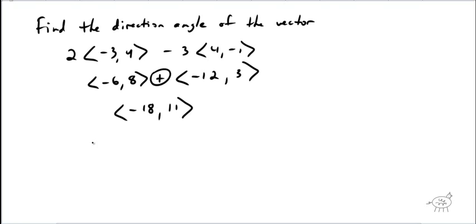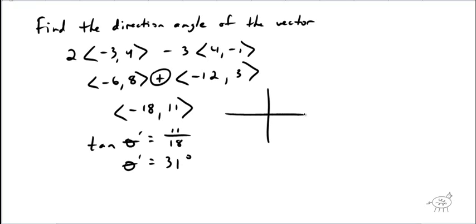Okay, and then of course I want to get my direction angle. So tangent of theta prime, we're going to use positive values. So it's of course the y over x, 11 over 18. And I do inverse tangent of that, and I get 31 degrees. Now, of course, please don't put that answer. If you put 31 degrees, you know you're going to lose 1 point because that is your reference angle, and you have to recognize that negative 18 comma 11 is somewhere in the second quadrant.